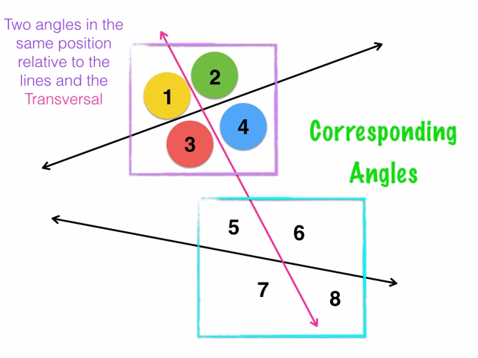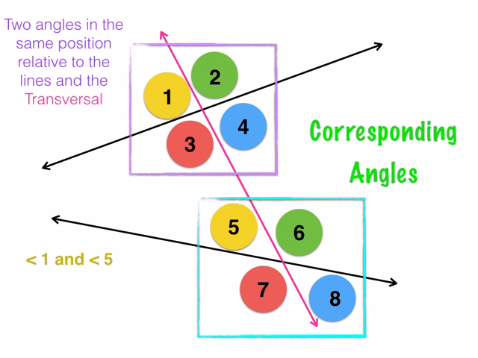Now let's look at the bottom group. Now in this group, which angle is in the top left position? Angle 5, top right, angle 6, bottom left, angle 7, bottom right, angle 8. So each pair of angles that is in the same relative position are my corresponding angle pairs. Can you name the 4 pairs of corresponding angles?